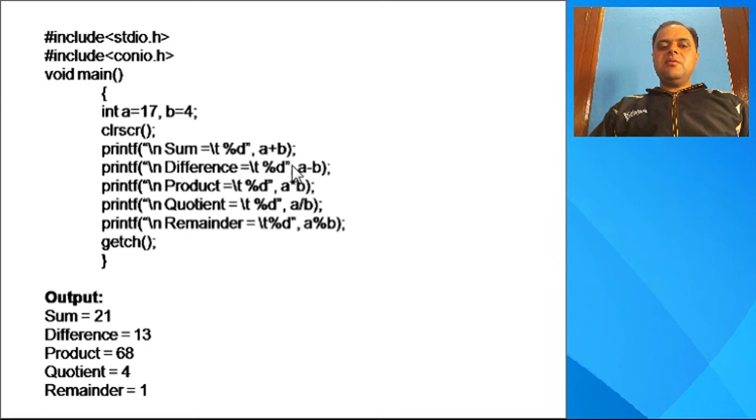Then difference equal to, again a minus b. %d is the format specifier for integer. So a minus b is 13, product a into b is 68, quotient a divided by b is 4 and remainder 1. So it will give us a result like sum 21, difference 13, product 68, quotient 4 and remainder 1.